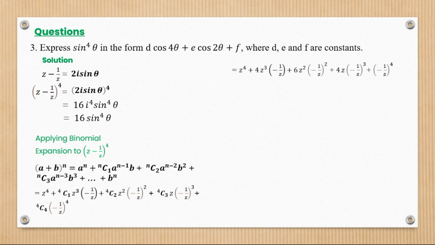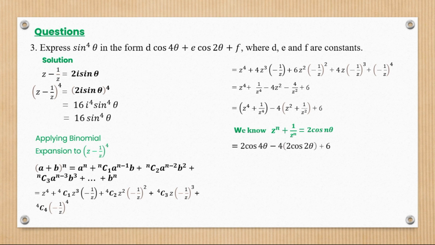Now we put in the coefficients 1, 4, 6, 4, 1, because we're dealing with power 4, and that's what we have. Opening brackets, this is what we have in a simplified version. Now we combine and collect like terms where we have the same power of z, and we separate the 6 to the far right. You can see that there is something there now. We know that z power n plus 1 over z power n is equal to 2 cos n theta, so this is what it becomes.